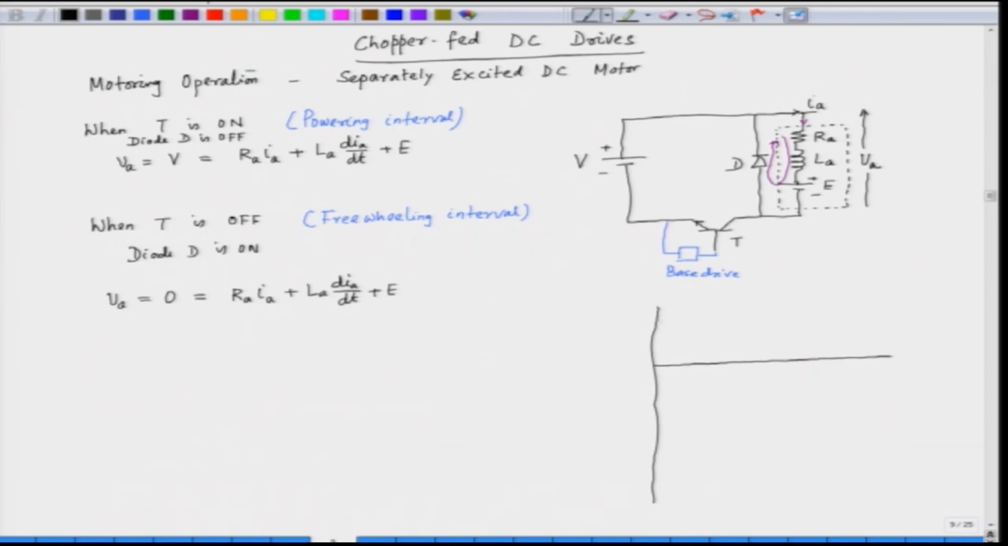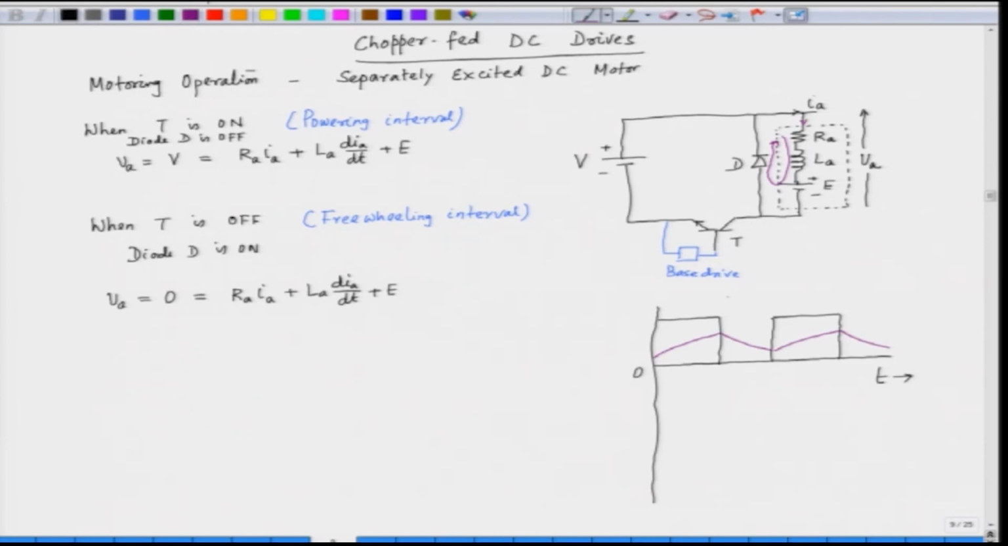This is the armature voltage, the x axis is the time axis here, and the current will increase like this and will decrease like this. In the steady state, the current will be exponential. It will be exponentially increasing and exponentially decreasing.